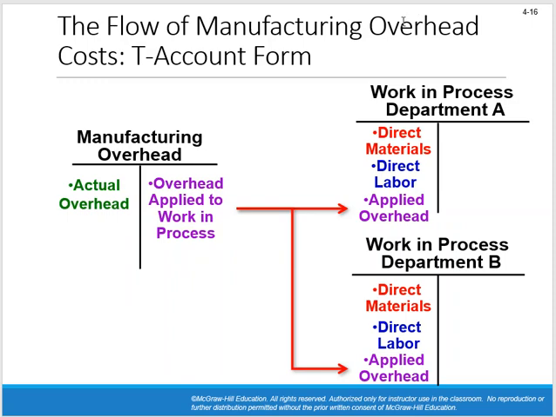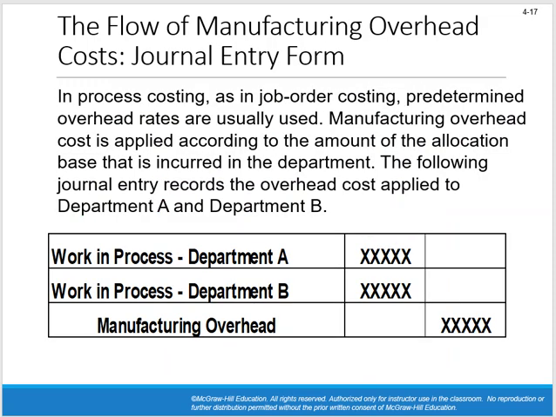And then finally we have our MOH. In our MOH T account, we're going to be accumulating all of our actual overhead incurred on the debit side. Lots of different things could go into that. And then we're going to figure out how to apply our manufacturing overhead. When we apply it, again, it'll be a debit to WIP A, a debit to WIP B, and a credit to manufacturing overhead.